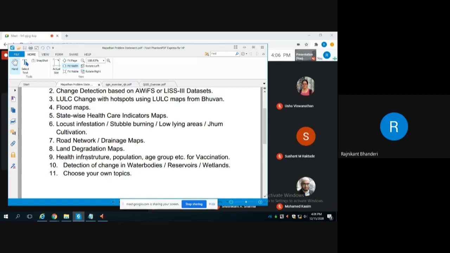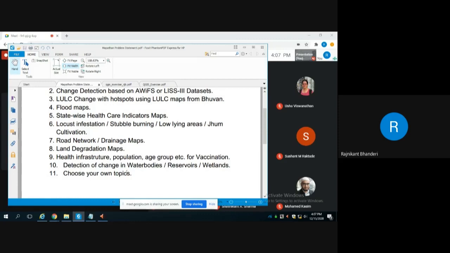Then health infrastructure, population, age group, etc. for vaccination. This kind of data can be available from NIC, National Informatics Centre, meaning tabular information, with not much role of remote sensing.